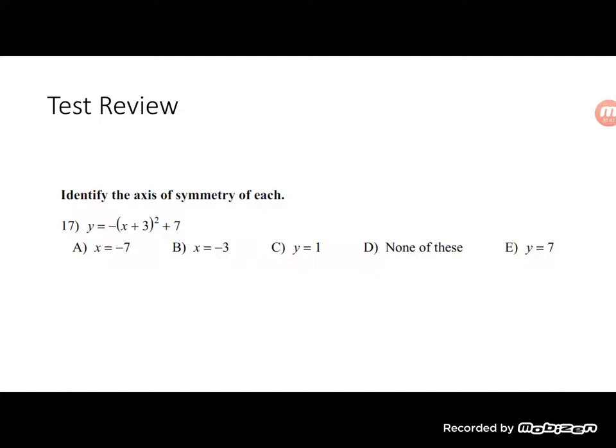All right, so we have another axis of symmetry problem. So remember, the axis of symmetry is going to be the same thing as the x value of the vertex. So really this is just asking for the axis of symmetry, or yeah, the x value of the vertex. So we can treat this just like we're trying to find the x value of the vertex.